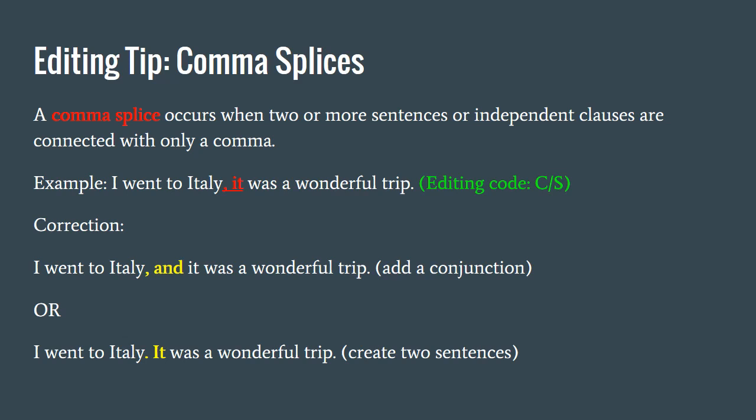I went to Italy, comma, it was a wonderful trip. The editing code here would be C/S for comma splice. When you think of comma splice, think comma, like comma, and splice, like it's a slice of a sentence, just sliced in half. And then you can remember comma splice. So the correction here is, I went to Italy, comma, and it was a wonderful trip. So you can add a conjunction, or the second option, I went to Italy, period. It was a wonderful trip. Create two sentences. Also, if you feel it's appropriate, you can add a semicolon. No problem.